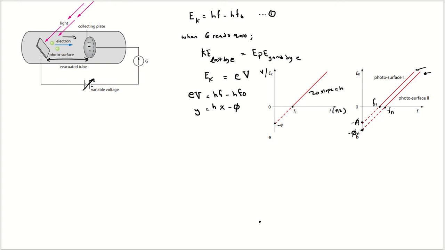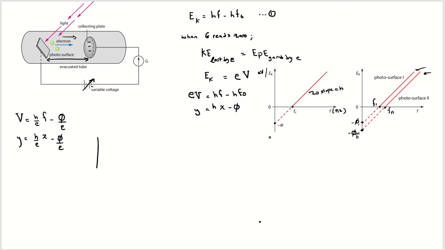I can as well, instead of plotting EV or EK versus f, write this equation as follows. I can divide both sides by e, so this equation takes this shape, with phi over e. Then if I'm plotting V on the y-axis and f on the x-axis, the slope is going to be h over e, the Planck constant over e, and the intercept is going to be phi over e. So the graph will look exactly the same, but the intercept and the slope are going to be different.